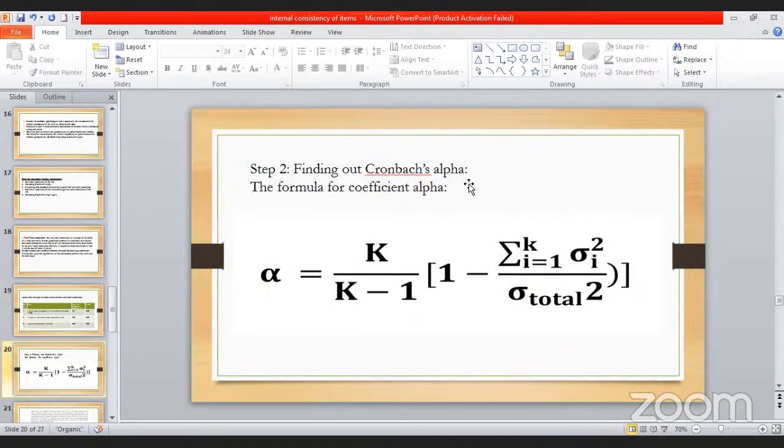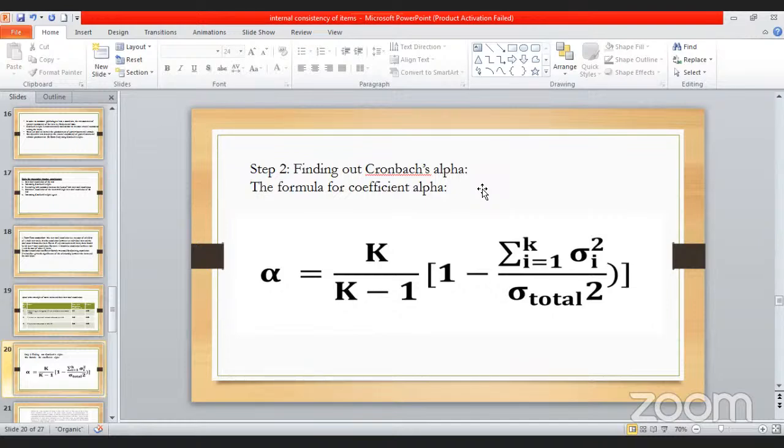Okay, for the next step, you have to find out the Cronbach's alpha. The formula for coefficient alpha is alpha equals k by k minus 1, into 1 minus the summation, with limit from i to k, of sigma i square, divided by sigma total square. So k is the number of items. Sigma i square indicates the calculation of the variance of each item and summing up of this.